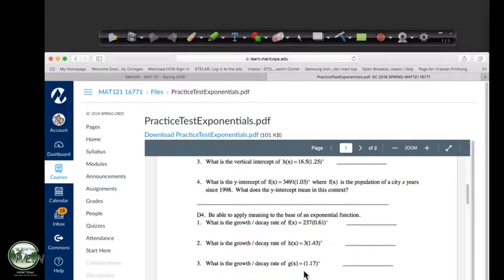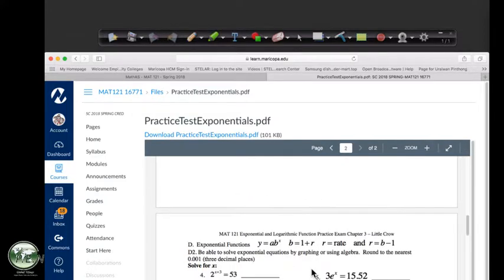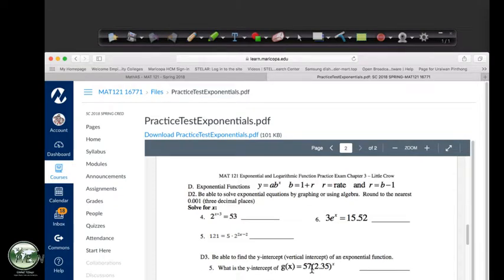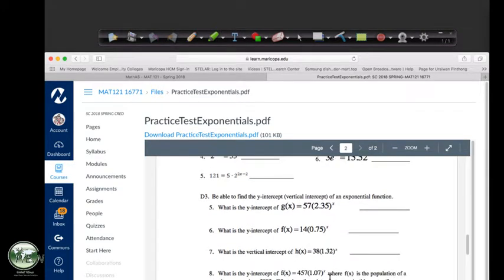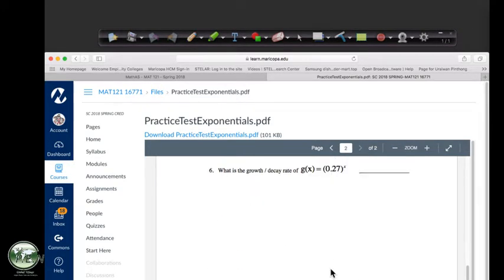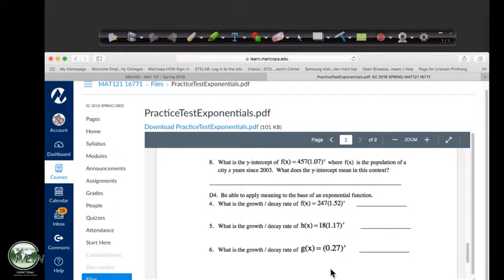And then these questions are dealing with the rate. So it's basically taking the base and subtracting 1 from the base to figure out what the rate of change is. So we were doing problems like this, so we could look, this is a 17% growth. Okay, so those were what we were doing yesterday. And then these are some more solving, just graph both sides, but that's what we'll be working on today. And then some more questions on the vertical intercept, and that's about it.